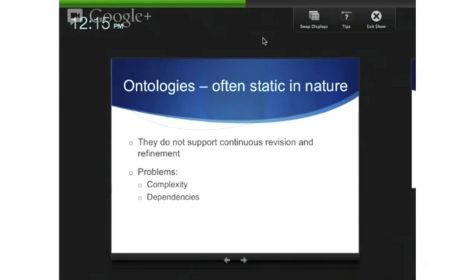Another part of that problem is dependency. As I mentioned earlier, ontologies are not just standalone structures. They are interlinked, or related to several other applications, or maybe to different ontologies, or to data sets, or some other applications.